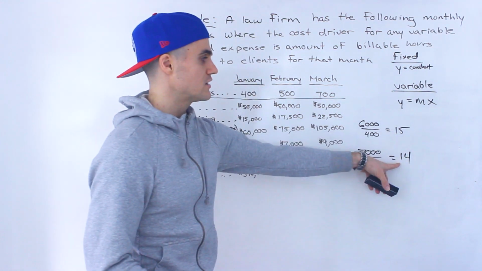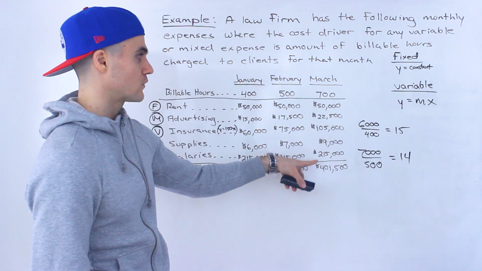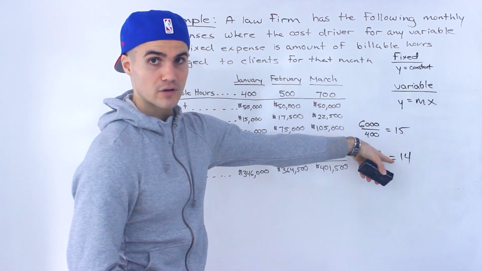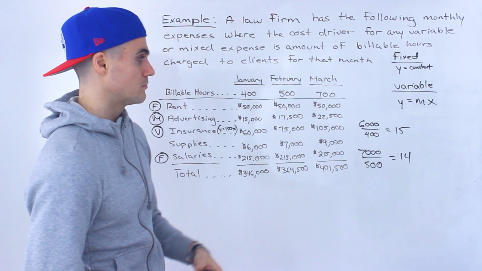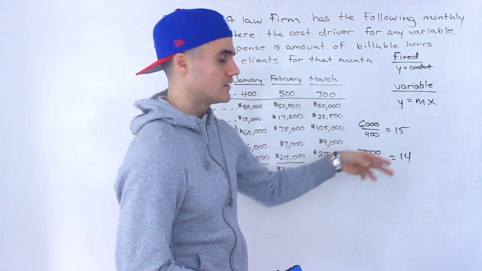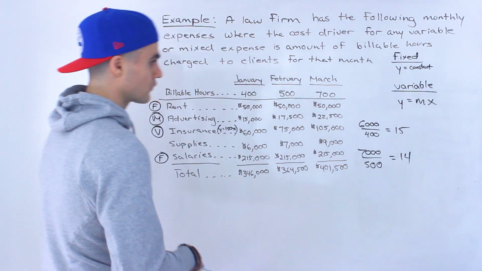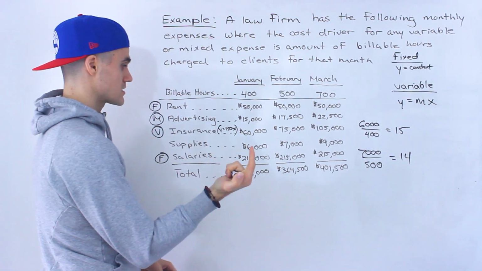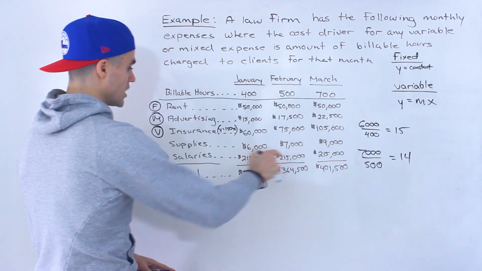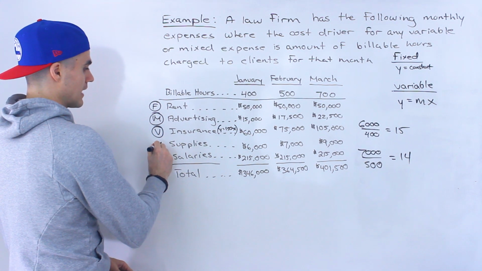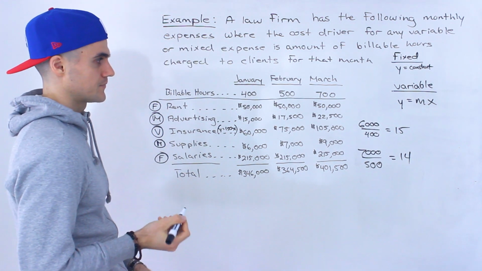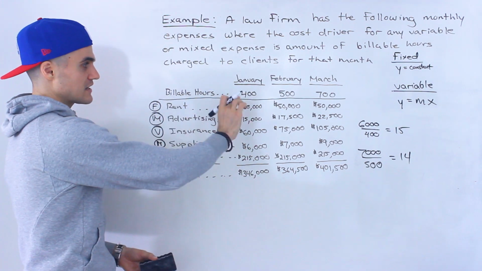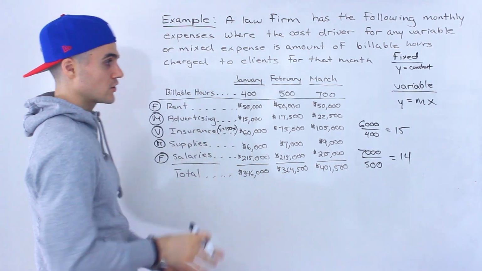So because these are different, we don't even have to go any further. If you took 9,000 divided by 700, it would be even different than these two. But the fact that these two are already different, you don't have to waste your time going further. We know that supplies, it's not a variable cost, it's not a fixed cost, it's changing. So what's remaining? It's a mixed cost. All right, so that's how you could figure out if something is fixed, if it's constant, if it's variable.